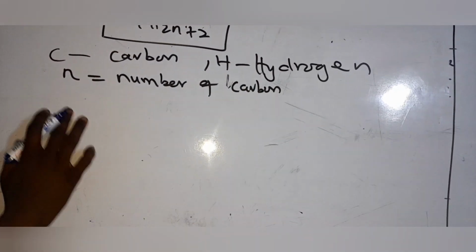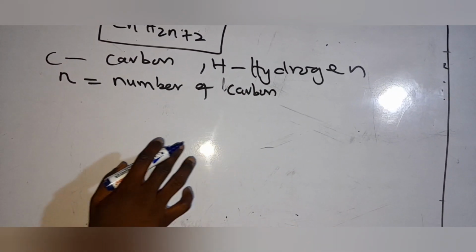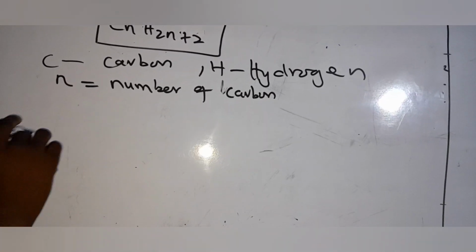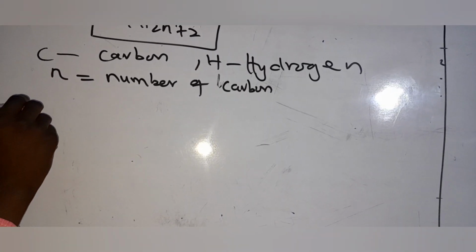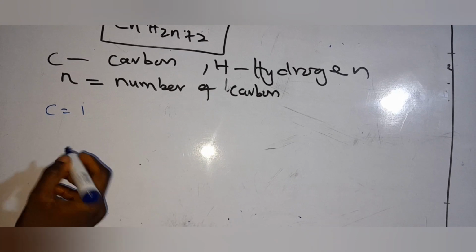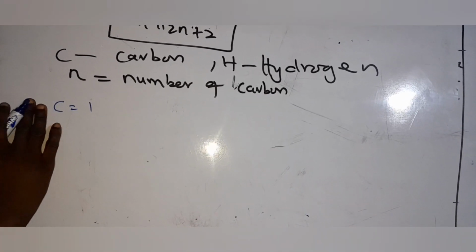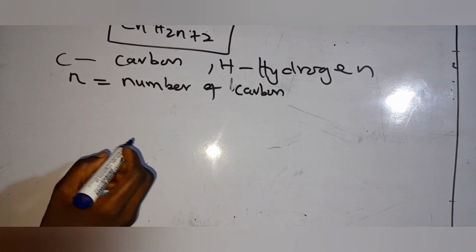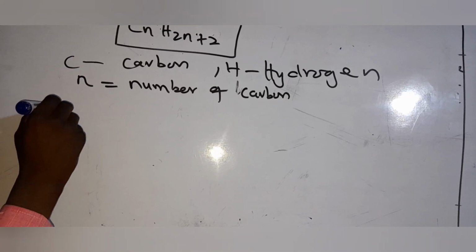Now, this is what I'm going to remember: the prefix. We call something prefix. So to remember the prefix, if carbon is equal to 1, how do you call it? If carbon is 2, how do you call it? If the carbon is 3, how do you call it? So this is a mnemonic I give to people. Remember this one.